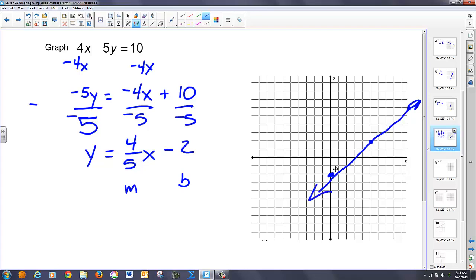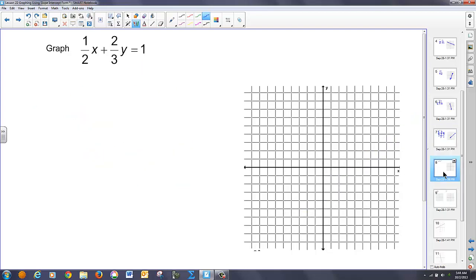And there's our line. Again, we've got a case that's not in slope-intercept form. I need to get y isolated. I notice I have fractions all over the place. I'm going to go through and clear the fractions first off.